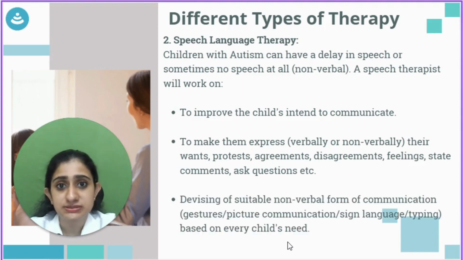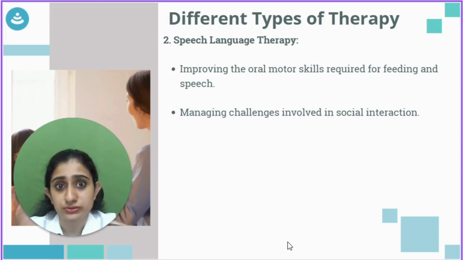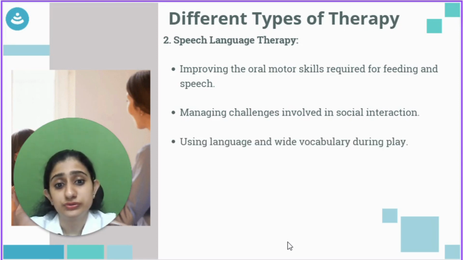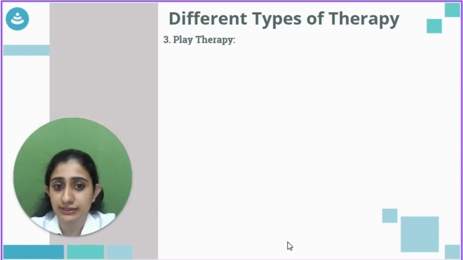So a speech therapist may also make use of a device or any other non-verbal form of communication, such as gestures, picture communication, sign language, typing, etc., based on every child's need. In speech language therapy, the therapist may also focus on improving the child's oral motor skills, which are required for their feeding and speech. And they may also focus on social interaction. They work on using language and improving the vocabulary during play. So thus making it possible for autistic individuals to interact with others, form relationships, and function in day-to-day life.